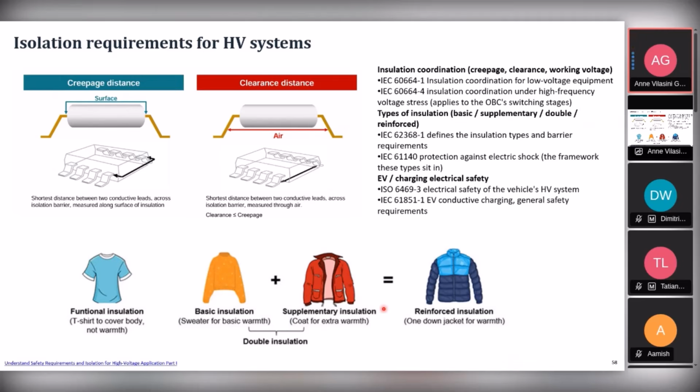Talking about insulation, we also have three different types: functional, basic, double insulation, which is basic plus supplementary, and reinforced insulation. I like this analogy with coats. A t-shirt is normally just to cover the body, serving the functional purpose. When you want to provide double insulation, you have a sweater and a coat, and reinforced is a down jacket for warmth. These are also mentioned in the requirements from your customer to comply with between different circuits in your product.